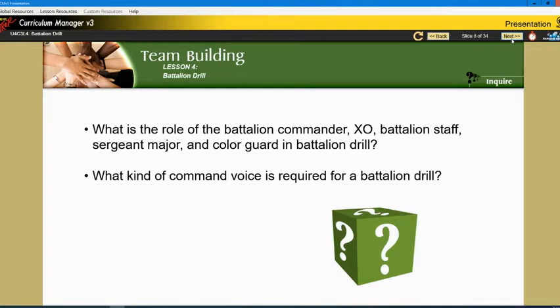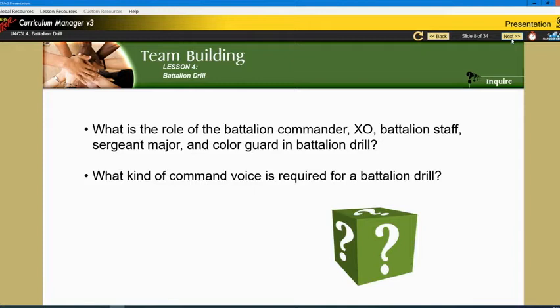So what is the role of the battalion commander, XO, battalion staff sergeant major, and color guard in a battalion drill? What's the role of the battalion commander? To command the overall battalion. They're the ones giving the battalion attention, forward march commands. What about the XO? The XO leads staff. The battalion staff will march behind the XO.